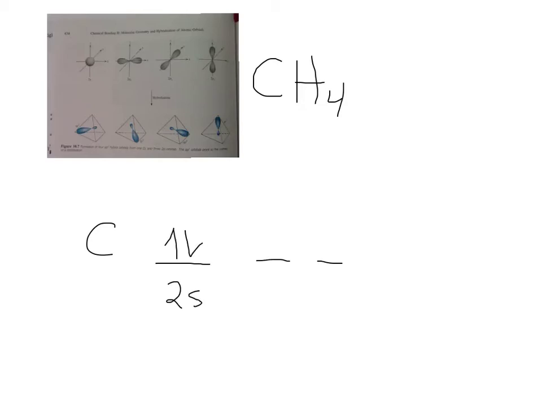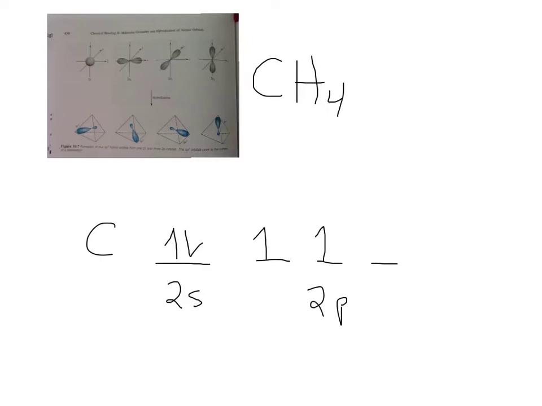This is a video on section 10.4, hybridization of atomic orbitals. So, my friends, you've learned about VSEPR theory, you've learned about valence bond theory. Let's take a look at the molecule CH4. Our carbon atom has 2 electrons in the 1s, 2 electrons in the 2s, and in the 2p there are 3 electrons.